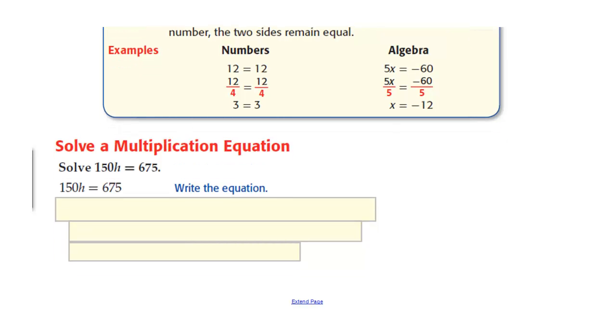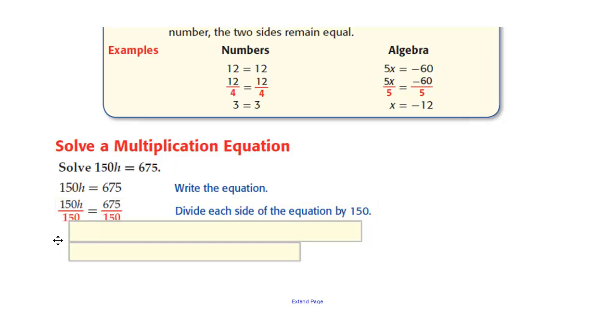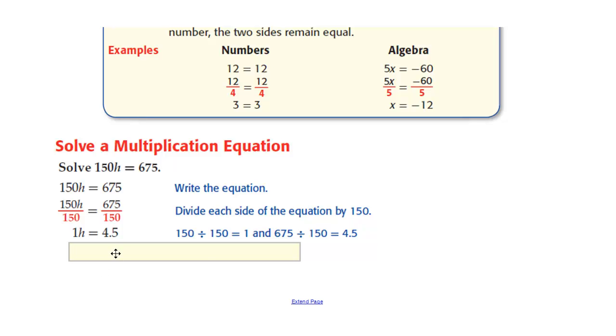Here we have 150h is equal to 675. And we want to solve for h. Remember, our goal in solving is to get the variable by itself. Right now h is multiplied by 150, so we want to divide both sides by 150. If we do that, the 150 over 150 is the same as 1, so 1h we just write as h. And then if you were to divide 150 into 675, you would get 4.5. So h is equal to 4.5.